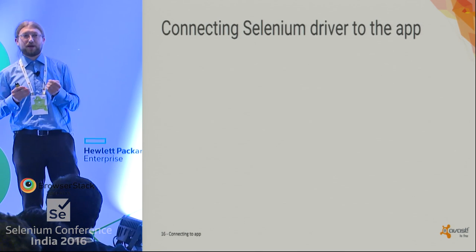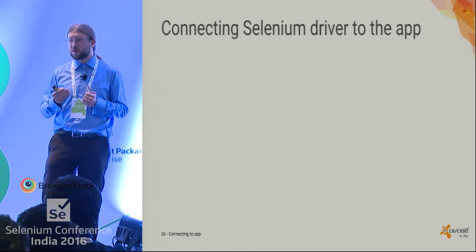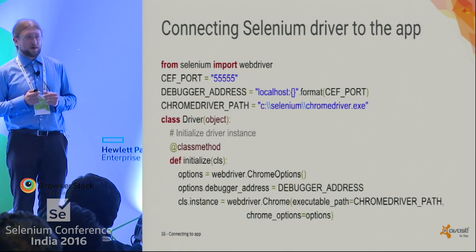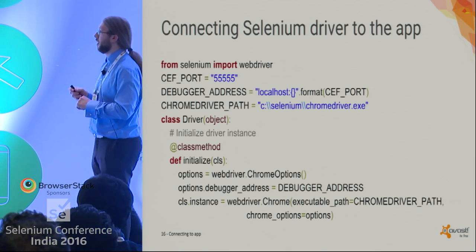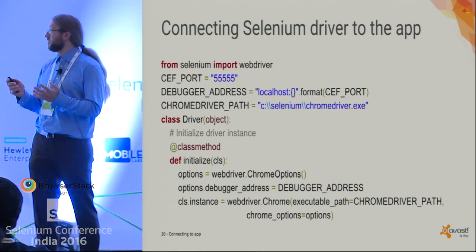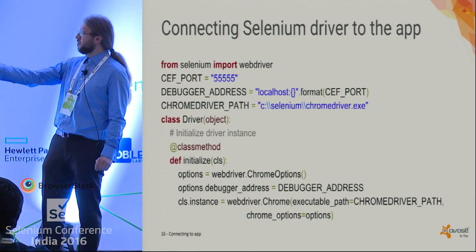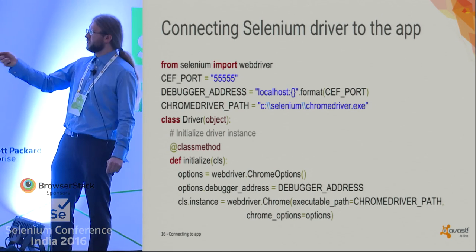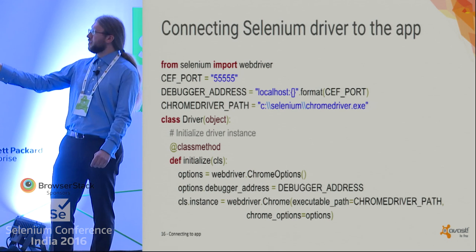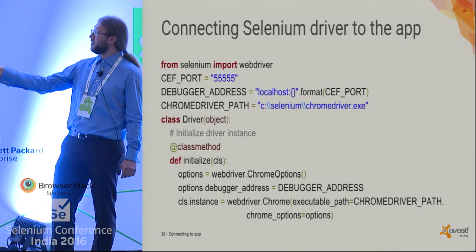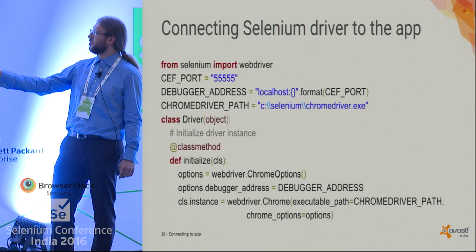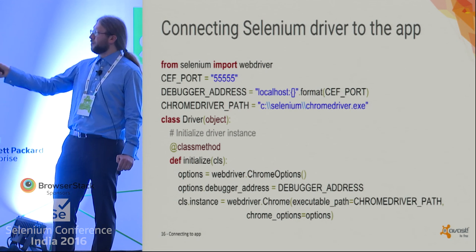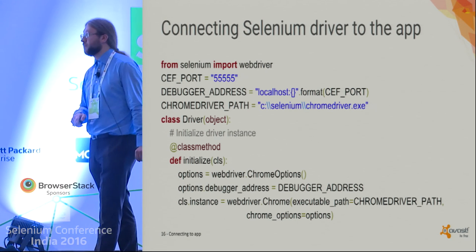How is this done? How do we connect the Selenium driver to the debugging console? Well, let's take a look at some code. It's actually a pretty simple code. Here we have a driver object in our Selenium framework. This is written in Python, by the way. At the beginning, we are specifying the port that we will be connecting on, the address, and kind of the mandatory path to our driver that we will be connecting to.